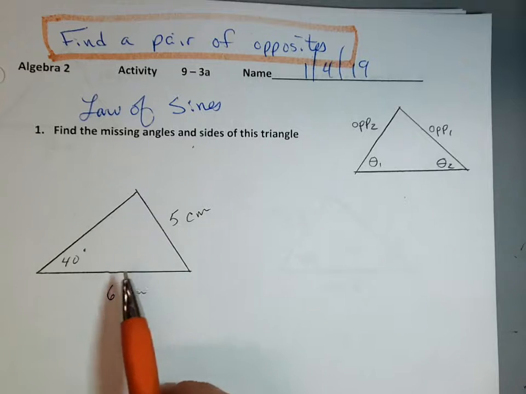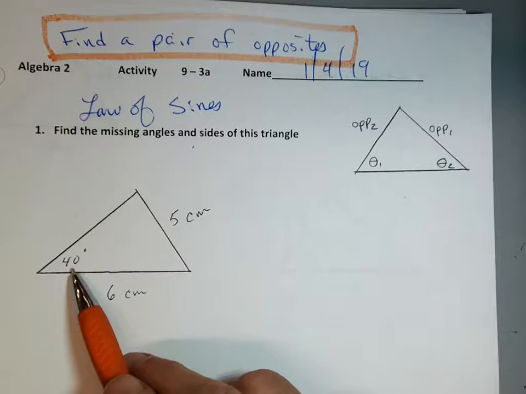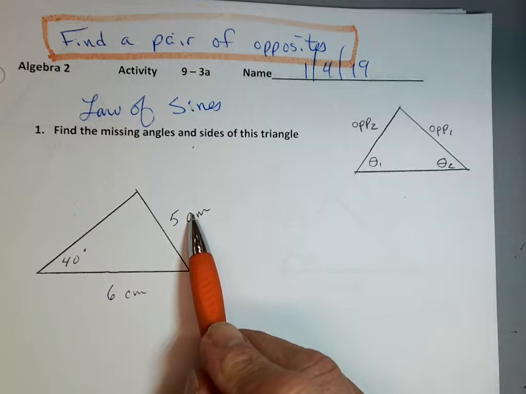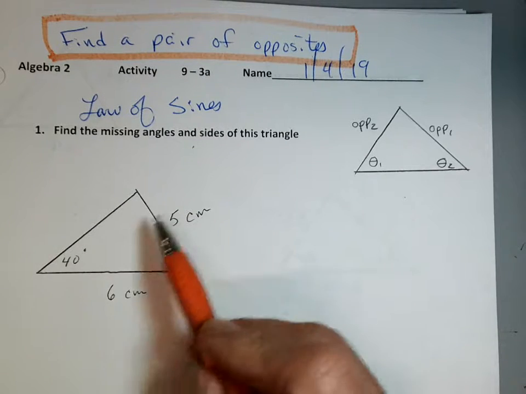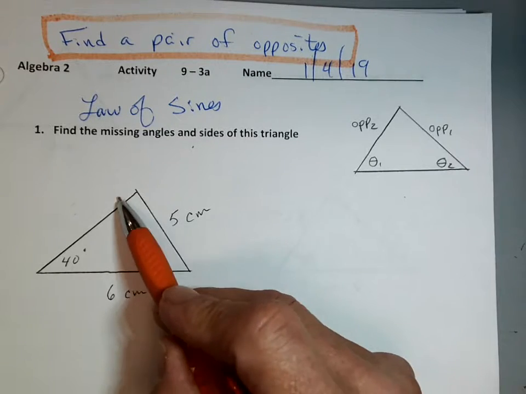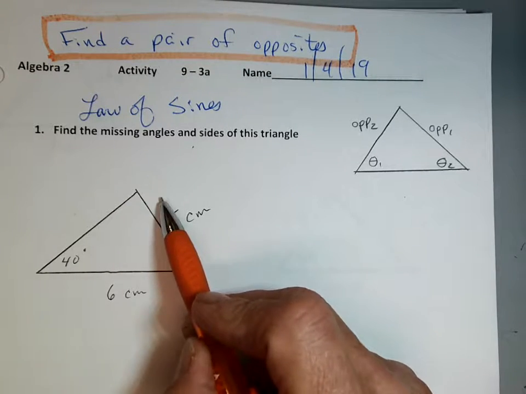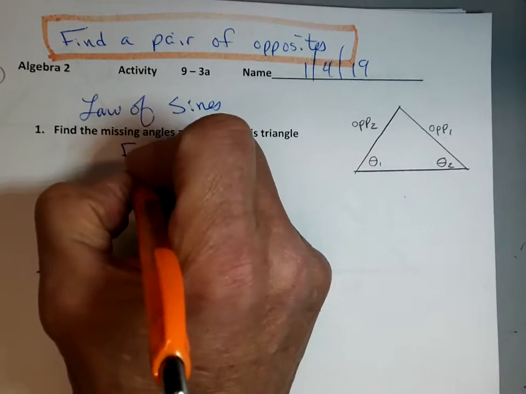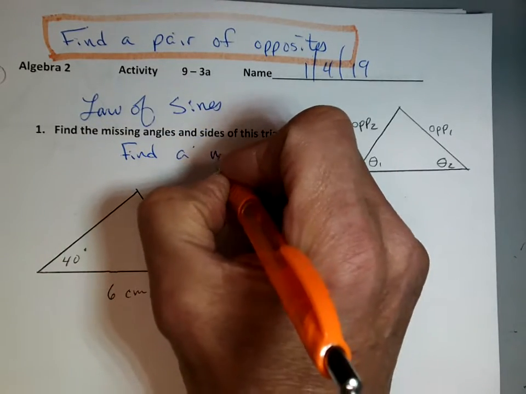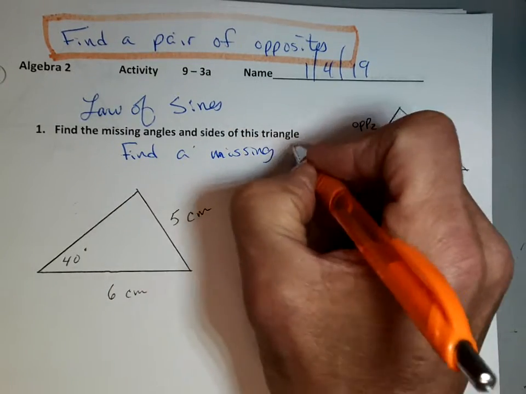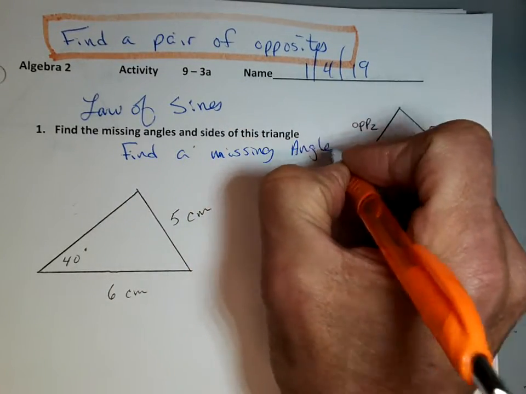So if I come down to this triangle here, I've got my 40 degrees, and I have my 5. I have a pair of opposites. See that? I've got an angle and its opposite side. I have this 6, which means I could find its opposite angle. Okay, so how does it work? So to find a missing angle, we're going to use this formula.